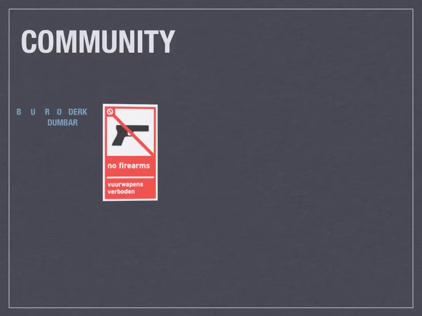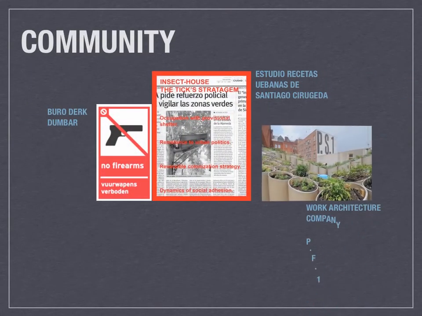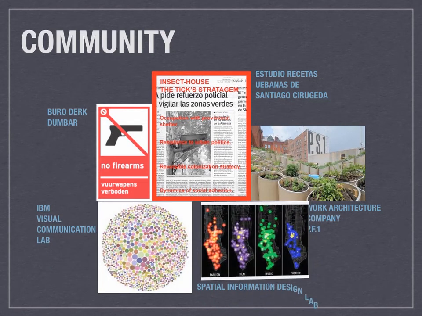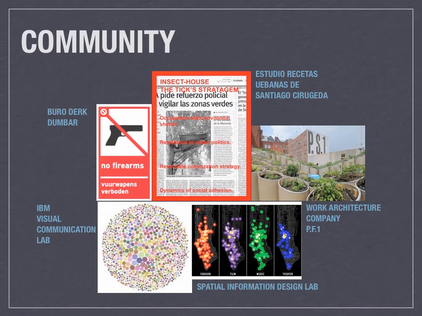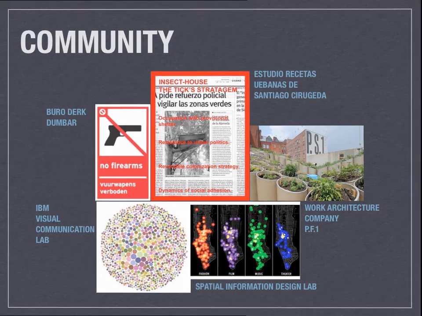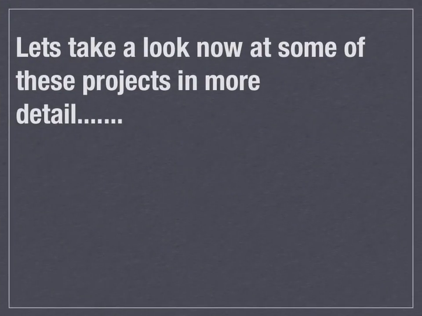Community. Lastly, the focus is on the link between efficient urban infrastructure and community. How does one serve the other? These projects explore this link and examine how communal forms of association can aid in the expansion of information, technology, and a unified global citizenry. Now let's take a look at some of these projects in more detail.